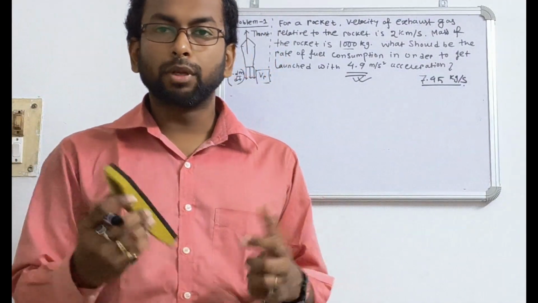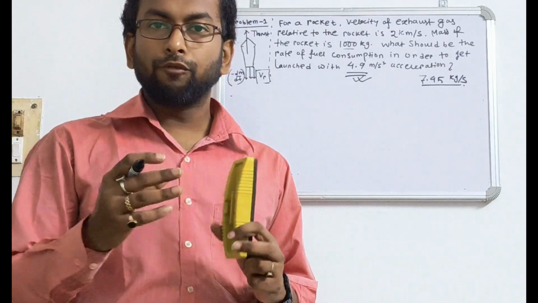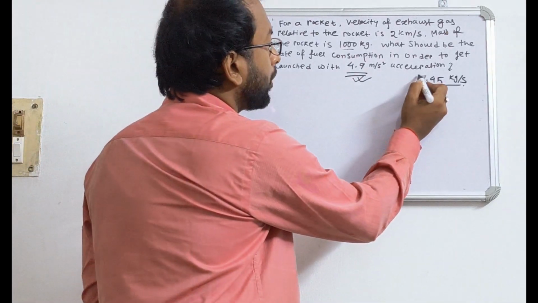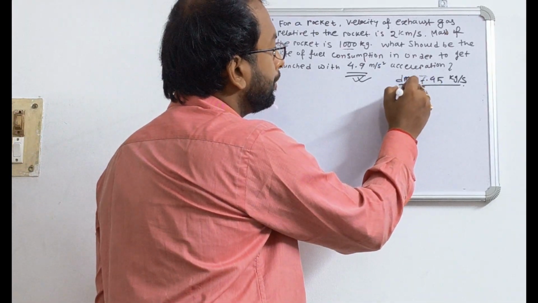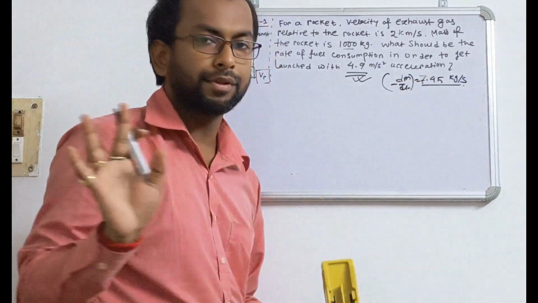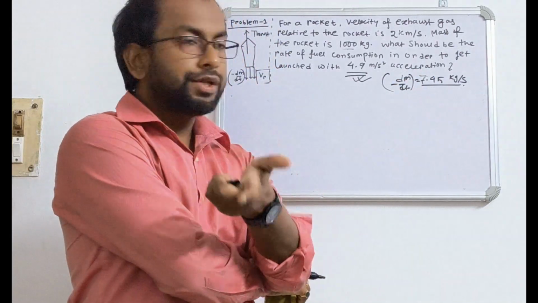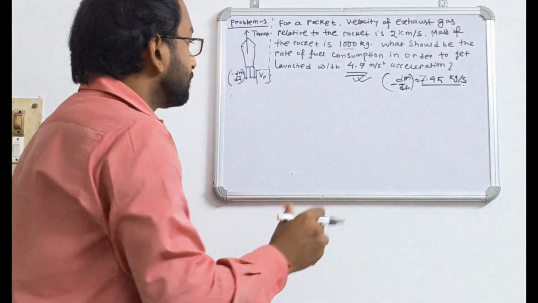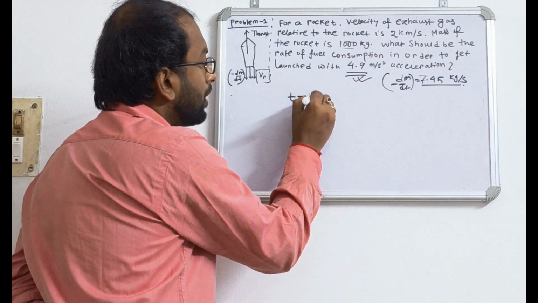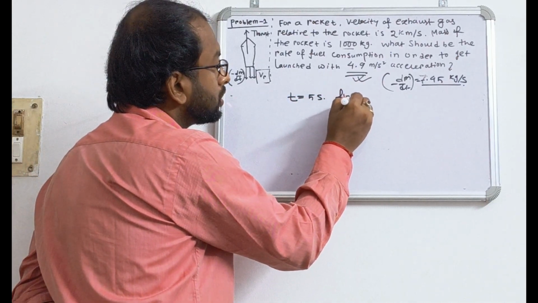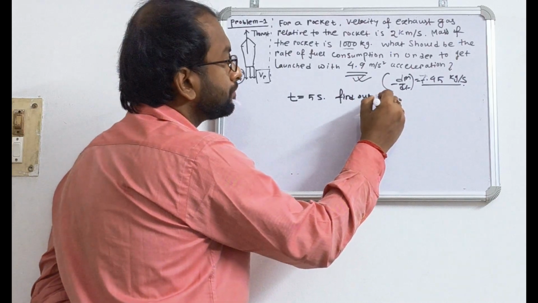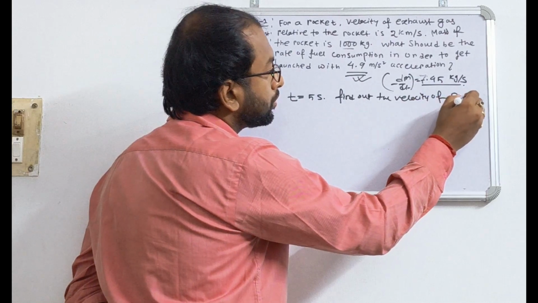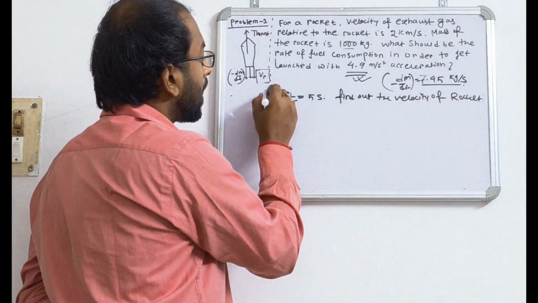Now I will extend the problem. We have found the fuel consumption required to get launched with this acceleration: minus dm by dt equals 7.45 kg per second. Now, the next question is, what will be the velocity of the rocket after 5 seconds of its launch? So, when t equals 5 seconds, find the velocity of the rocket. This is part number 2 of the question I am extending.